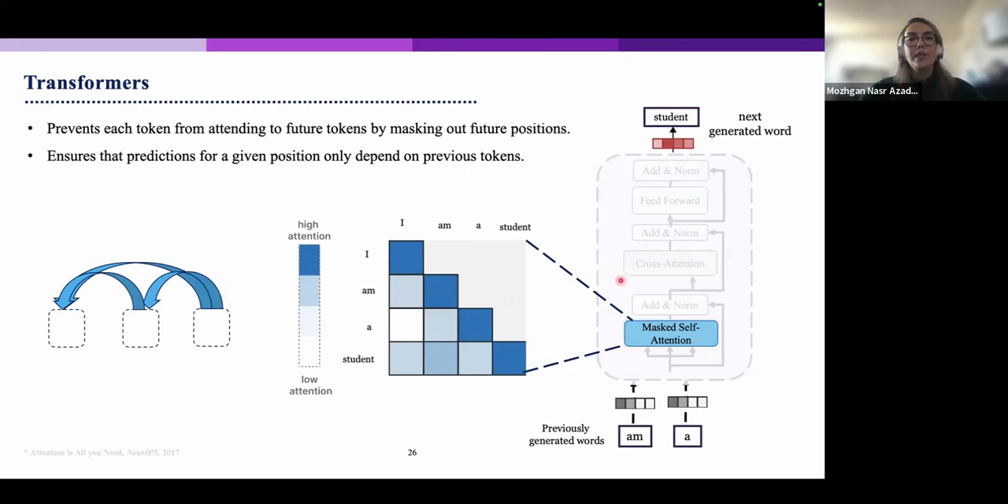And I hope you can guess by now that cross-attention means now we are calculating these scores between the output of the encoder and the generated tokens from the decoder.